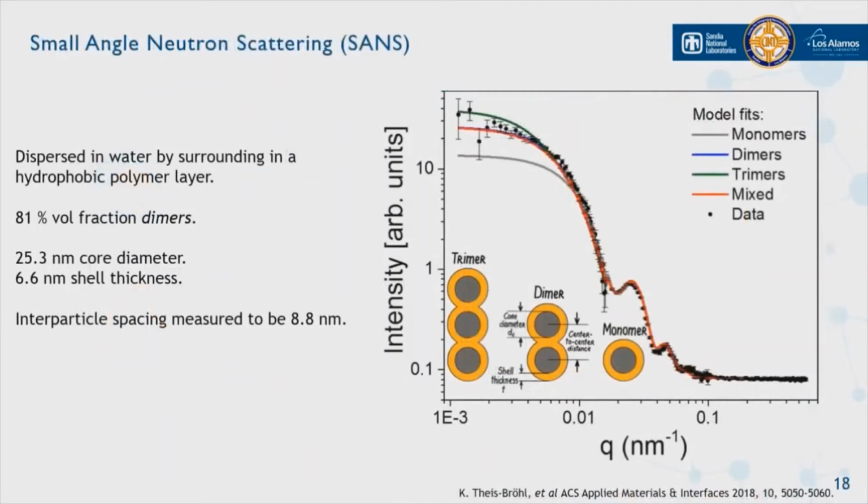Small angle neutron scattering experiments revealed some interesting observations. These were particles that were dispersed in water by surrounding them in a hydrophilic polymer layer. And small angle neutron scattering experiments showed that there was about 81% volume fraction of dimers, and some also existing as trimers, as well as monomers.